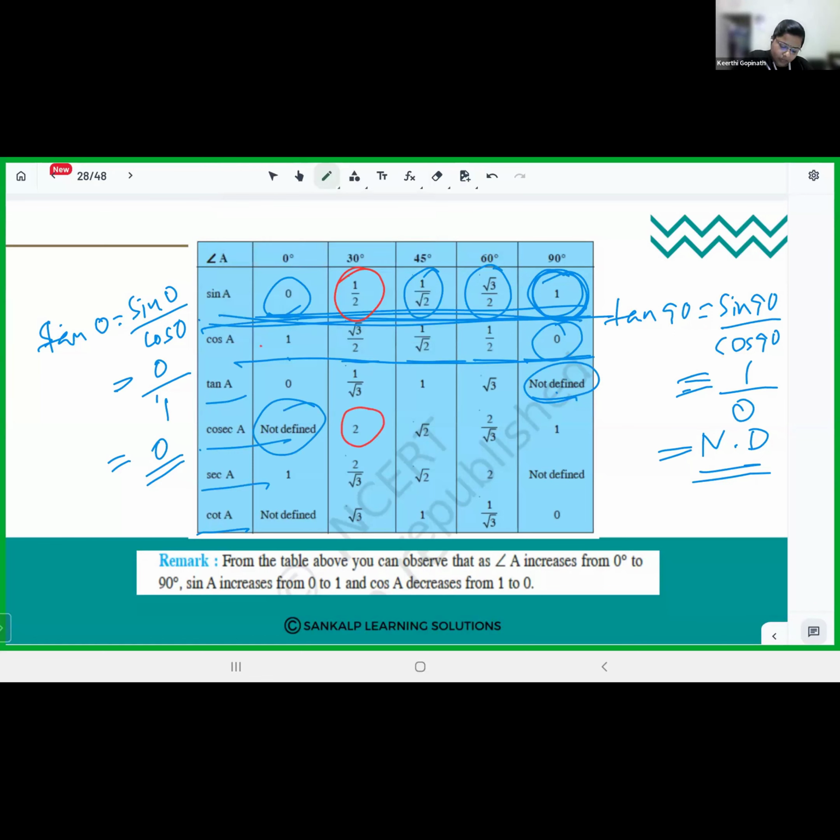Similarly, I'll explain it with cos A also. Cos 45 is equal to 1 by root 2. Its reciprocal is sec, right? So what will be sec 45? Just take the reverse value. What is the reverse of 1 by root 2? Which is nothing but root 2. So that's all about the table. And a remark is also given that I have already explained. As theta increases, the value of sine A is increasing, and as theta increases, the value of cos A is decreasing. Okay. Now we are going to do some problems related to this section.